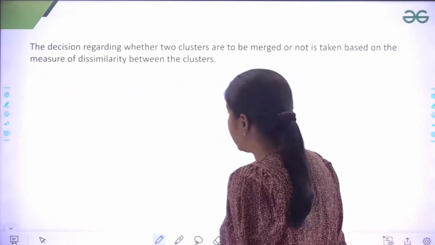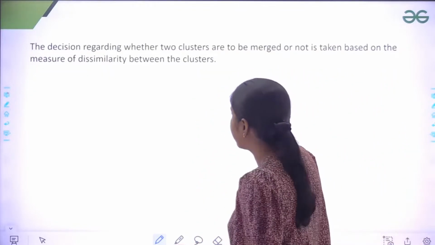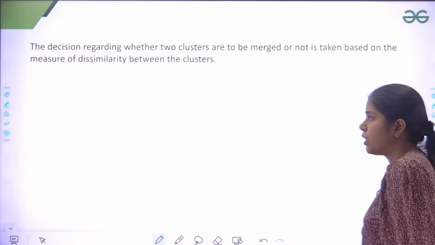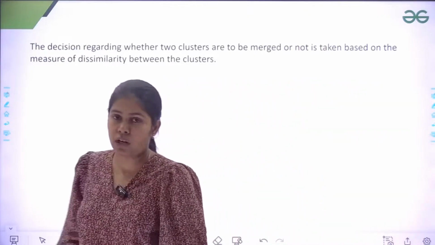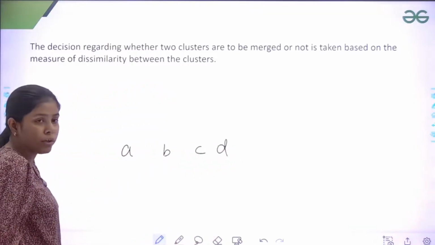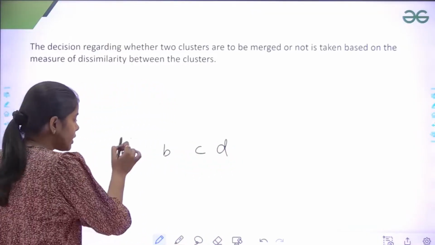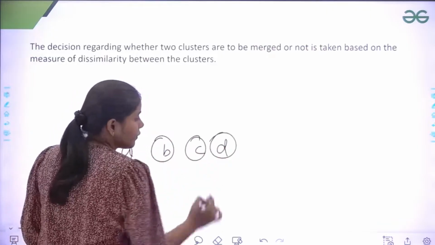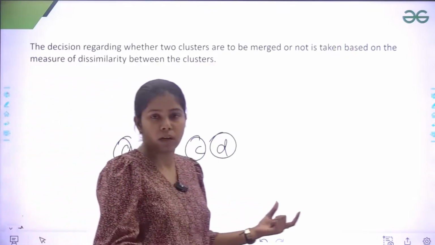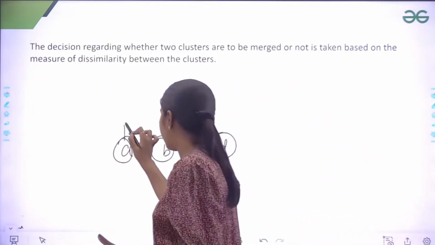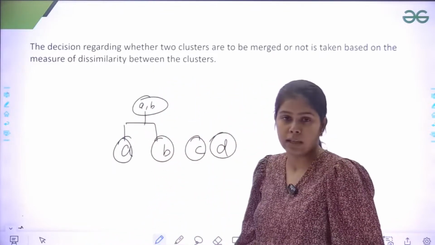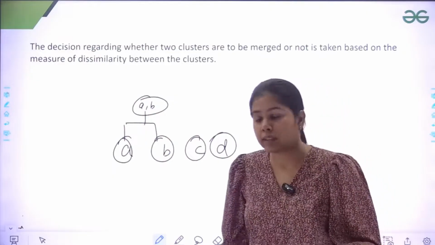The decision regarding whether two clusters are to be merged or not is to be taken on the basis of a measure of dissimilarity between two clusters. Let's suppose I have points A, B, C, D. At the start I have taken all these 4 points as different clusters. How do I merge any 2 points into a particular cluster? Let's suppose A and B have minimum distance. So this is my one cluster. So I got 3 clusters here: AB, C and D.